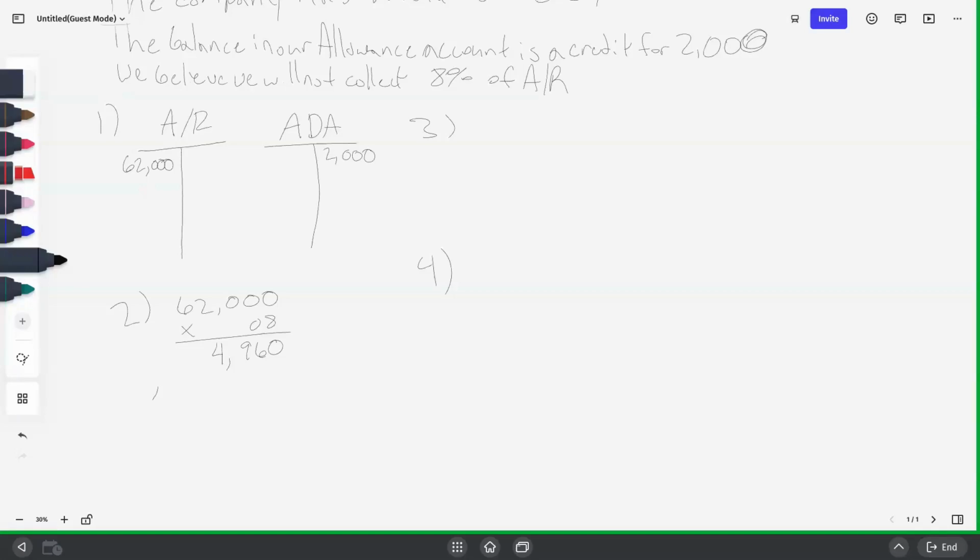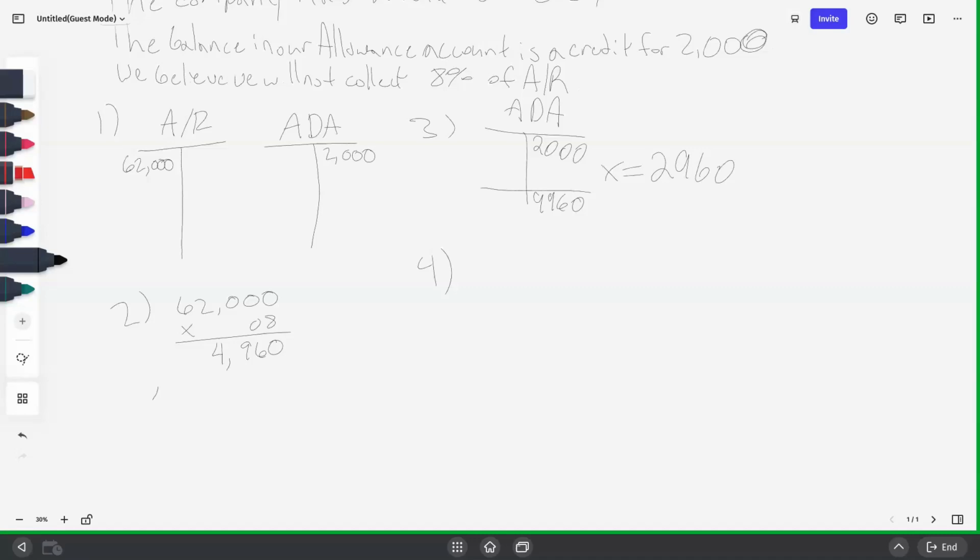So what are you going to do with that number? I'm going to write first, because it's easier. It's going to be an ADA account, and then we make a T chart and bring over 2,000. Now we found the total that we need for this year, 4,960. So we just subtract 2,000 from 4,960, and that gives us X equals 2,960.